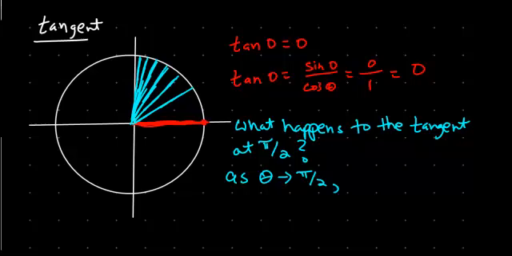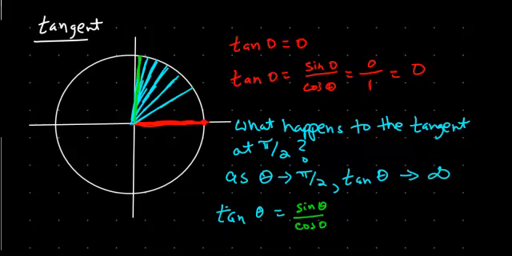So as theta approaches pi over 2, tangent of theta is approaching infinity. And the way we can make that make sense is if we look at it. So tangent of theta, and let's just say I'm talking about theta as theta gets real close to pi over 2. We see here, let's say we're right here on this one. We're looking at the sine of theta divided by the cosine of theta.